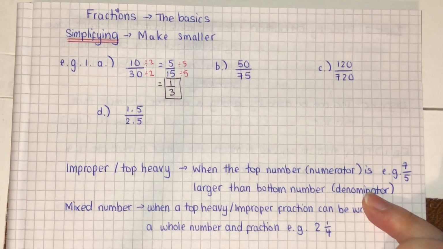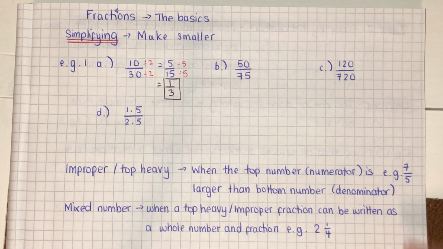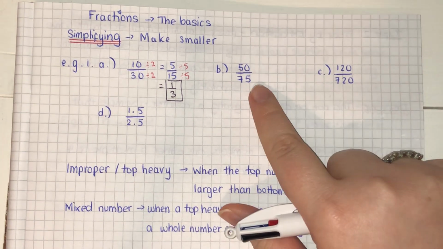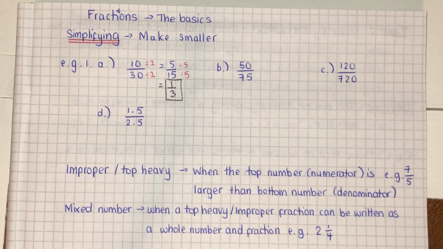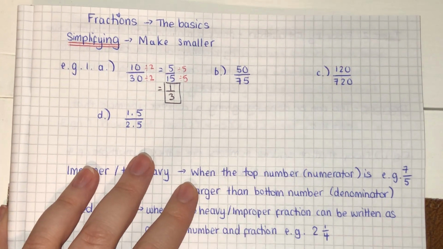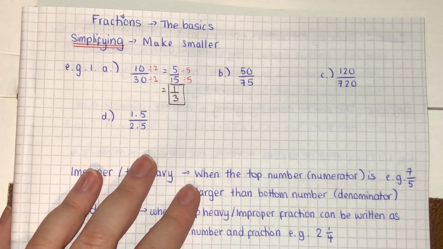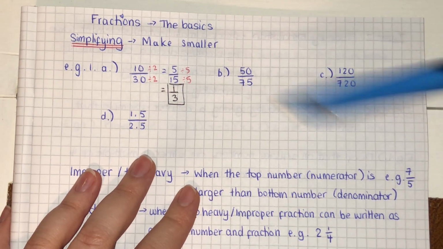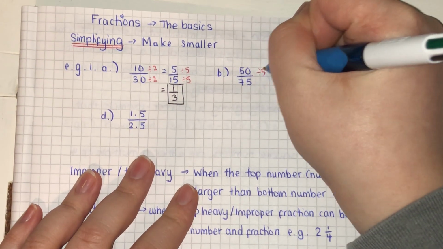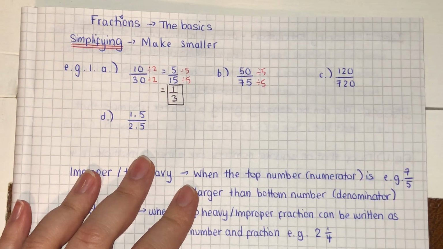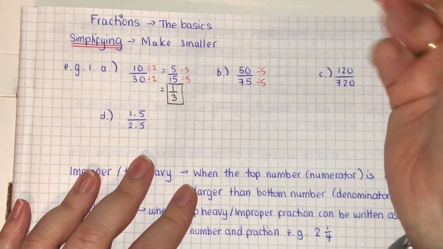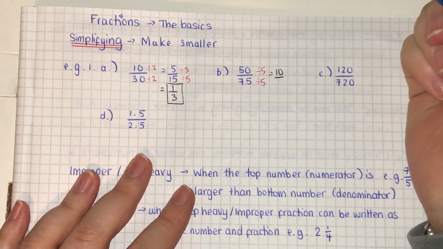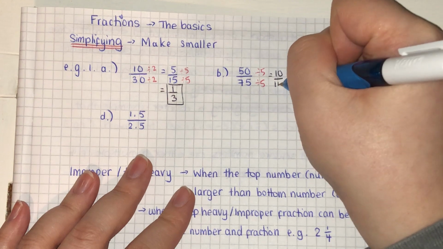Okay, and you've just got to make sure that you simplify it fully, so make sure it's in its smallest form. Okay, so for the next one, we've got 50 divided by 75. So 2 doesn't go into 75, so that doesn't work. Now, looking at the last parts of the numbers, we've got a 0 and a 5. So that tells me straight away that 5 must be able to go into both of those. Okay, so 50 divided by 5 is 10. Okay, and 5 into 75 is 15.